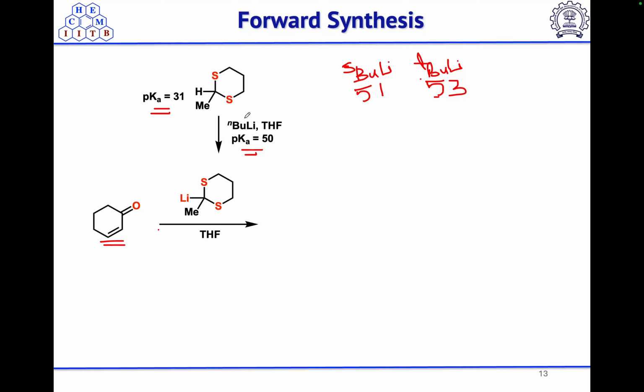So first we can generate this lithiated species from this 1,3-dithiane by treating it with n-butyl lithium, right? And we can get this lithiated species. Now this lithiated species, basically this C minus, right? So this C minus will attack now.